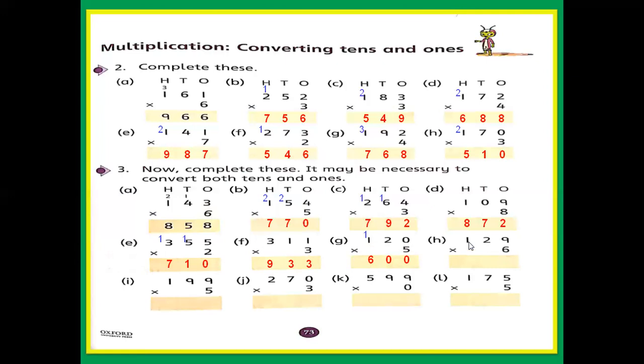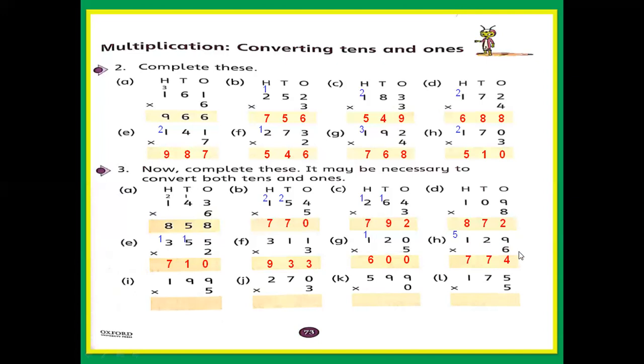Part H: 129 multiply 6. Boys, if you know the table, the questions are very easy. If you do not know, it may be difficult. So 6 nines, read the table of 6. 6 ones are 6, 6 twos are 12, 6 threes are 18, 6 fours are 24, 6 fives are 30, 6 sixes are 36, 6 sevens are 42, 6 eights are 48, and 6 nines are 54. So write 4 here, and 5 will convert here.